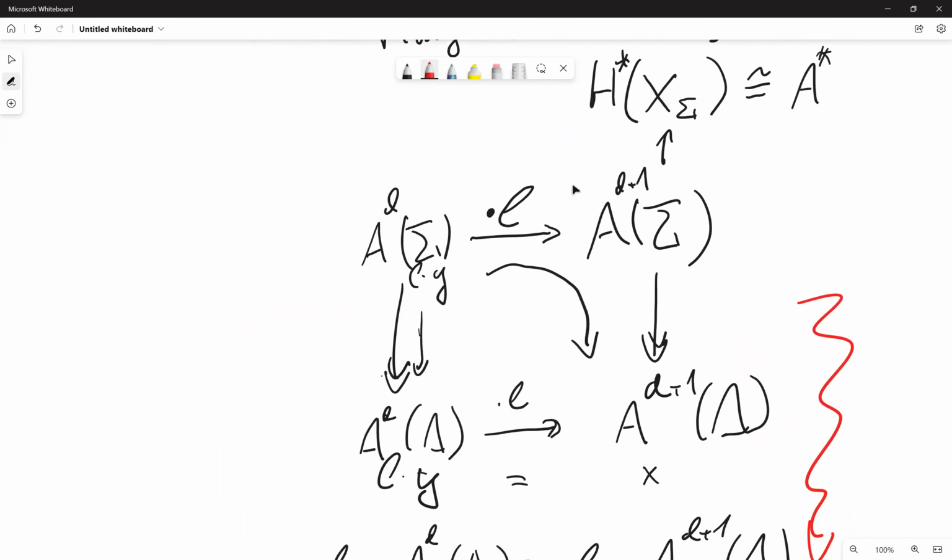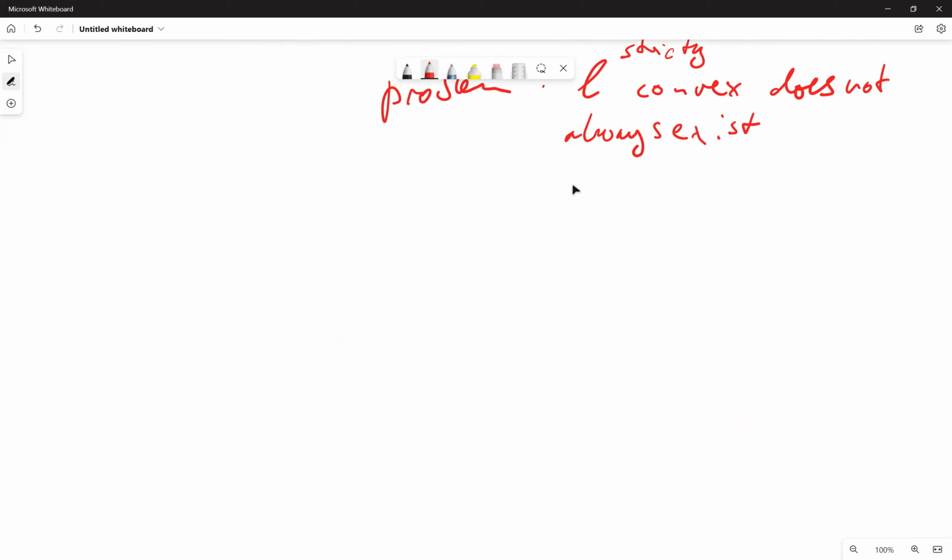So this is where the combinatorial Hodge and Lefschetz theorem comes in. We need to find a proof of this theorem, a replacement of this theorem. Okay, so how do we replace it? That's the question. The idea here is to use the so-called genericity property.